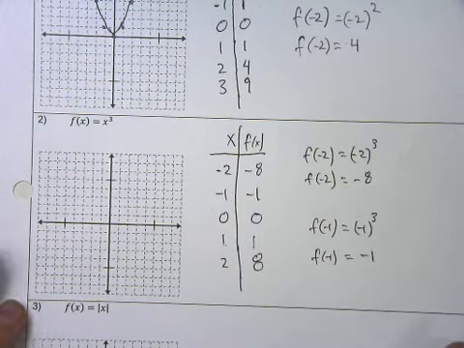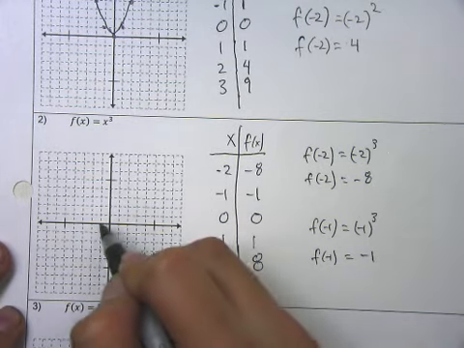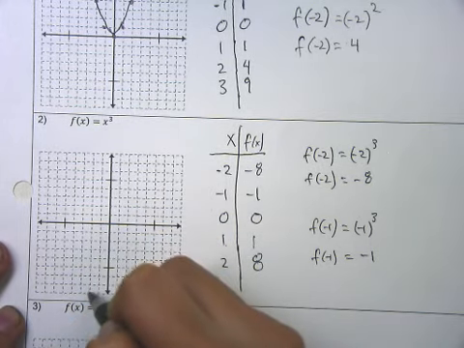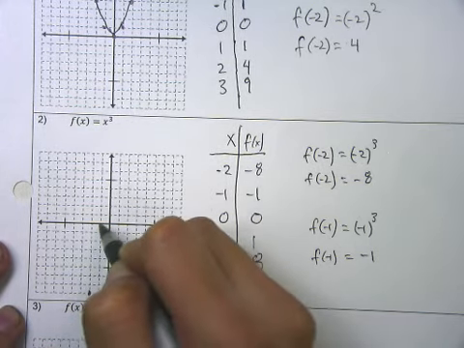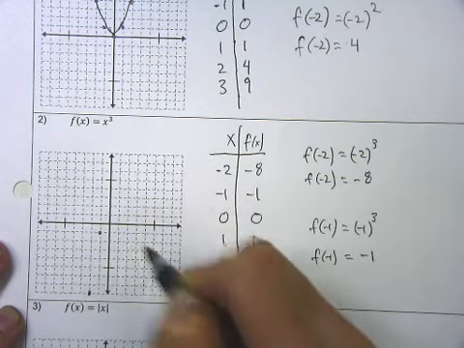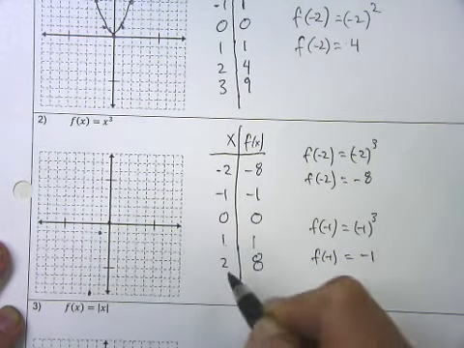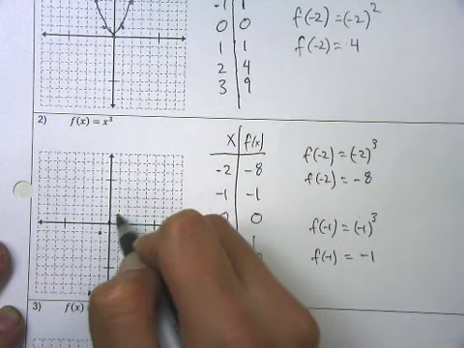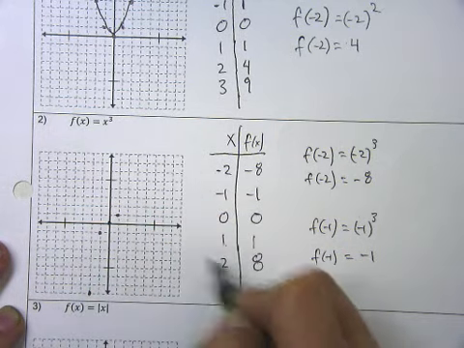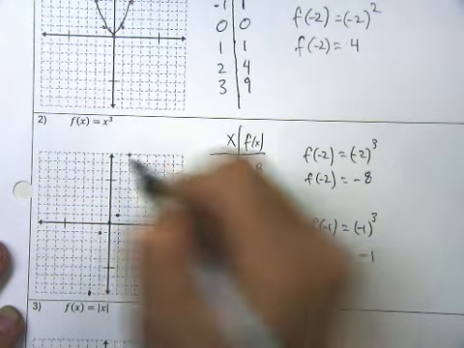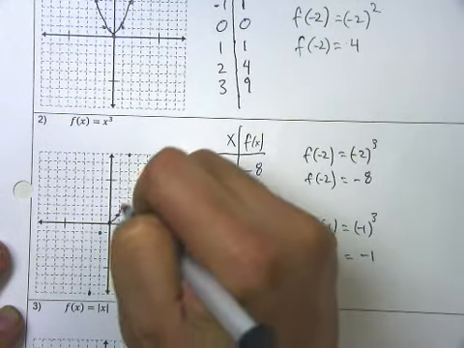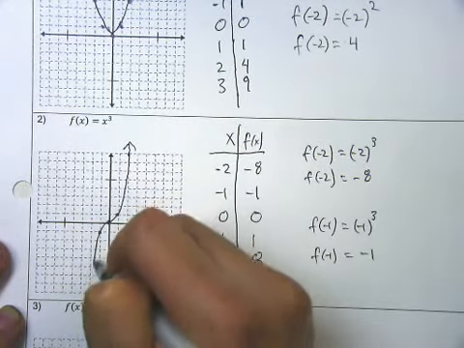So let's see what this function looks like. When my input is negative 2, my output is negative 8. When the input is negative 1, my output is negative 1. When the input is 0, the output is 0. When the input is 1, your output is 1. When your input's 2, your output is 8. This one has this kind of shape.